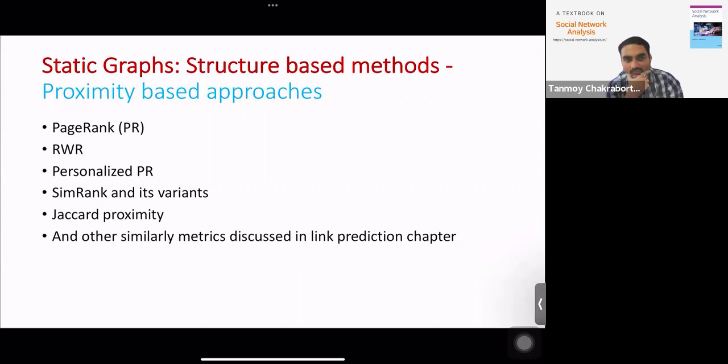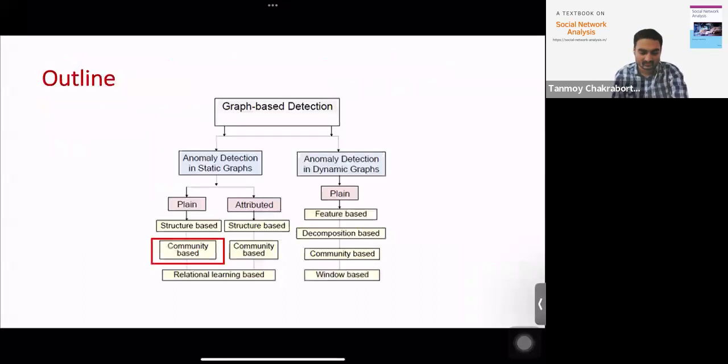These approaches belong to the proximity-based approach, where we look at proximities between nodes and then we determine the anomalous behavior. Here you can use different types of features, for example, PageRank, random walk with restart, personalized PageRank, SimRank, or their variations. All these things we discussed in the link analysis chapter. We can use simple Jaccard proximity and any types of metrics that we generally use for link prediction.